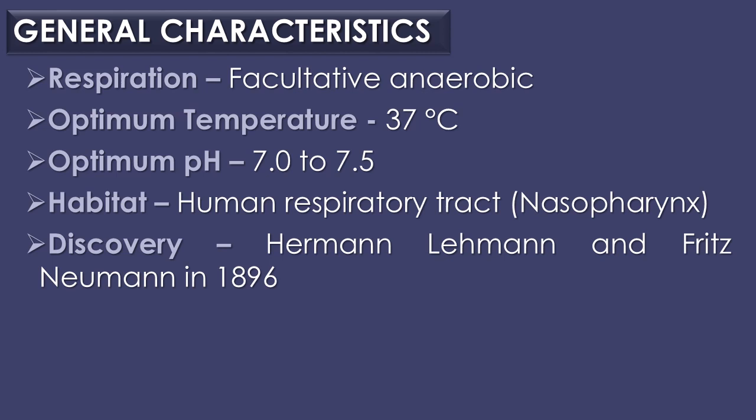The optimum temperature of the bacteria is 37 degrees Celsius and the optimum pH is 7 to 7.5. The habitat of Moraxella catarrhalis is the human respiratory tract, mainly the nasopharynx. And this bacterium Moraxella catarrhalis was discovered by Hermann Lehmann and Fritz Neumann in 1896.